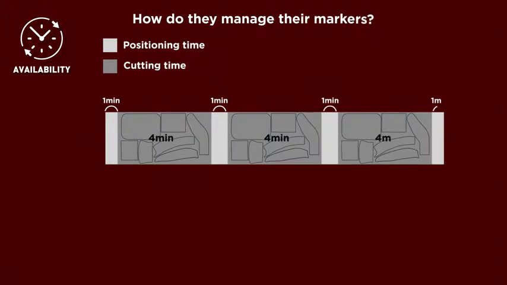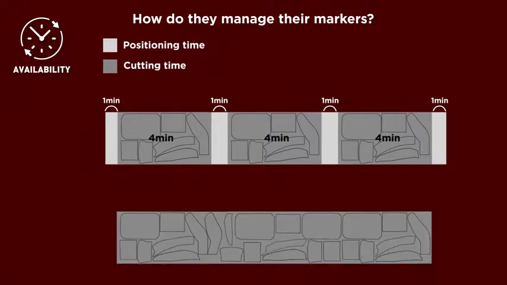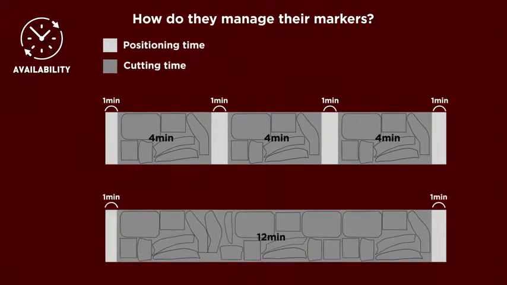In the first example, you can see that when you have shorter markers, you need positioning time in between. So here, you can see that you have 4 minutes cutting time with 1 minute positioning time in between each marker. In the second example, for the same number of pieces, you also have 12 minutes cutting time in total, but you've only 1 minute positioning time before and after the marker.